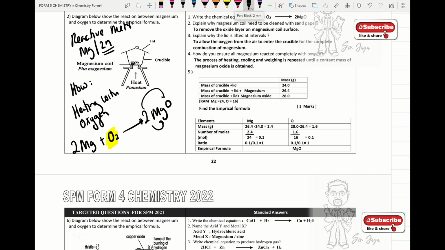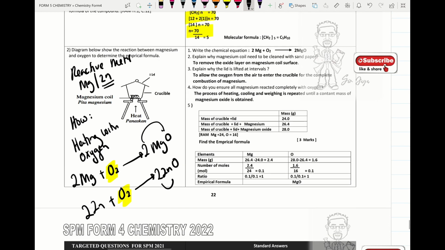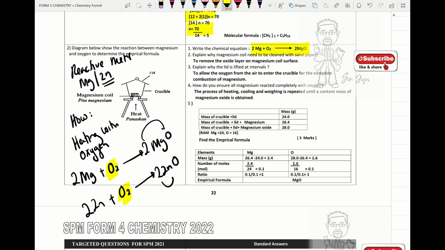I try to do the equation with zinc. Zinc reacts with oxygen, so we will get zinc oxide. How to balance the equation? Balance the oxygen as 2. Then I balance the zinc as 2, zinc 2. So this is the equation that students must remember. And we try to do the question here.